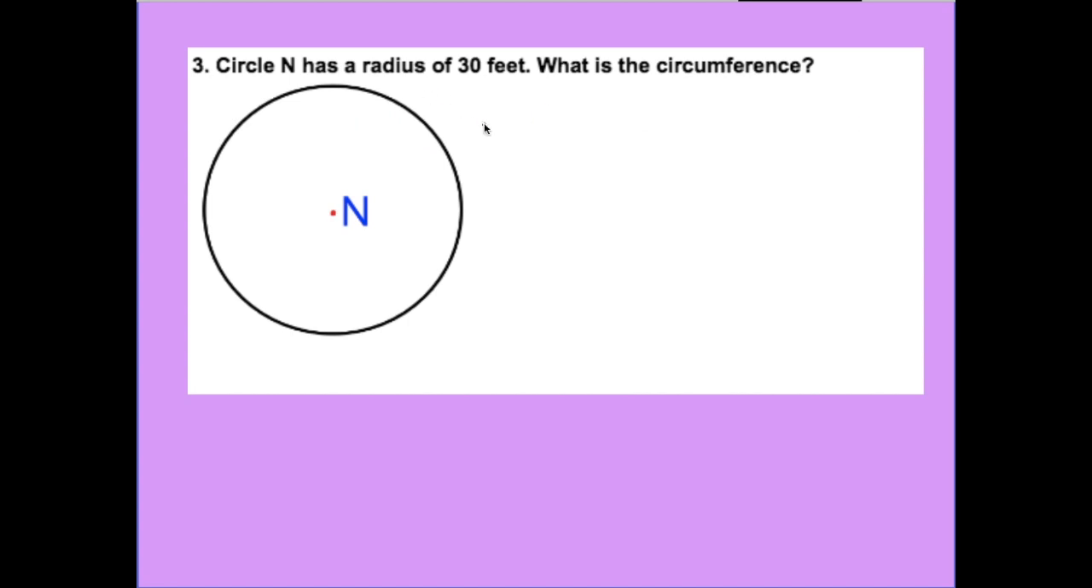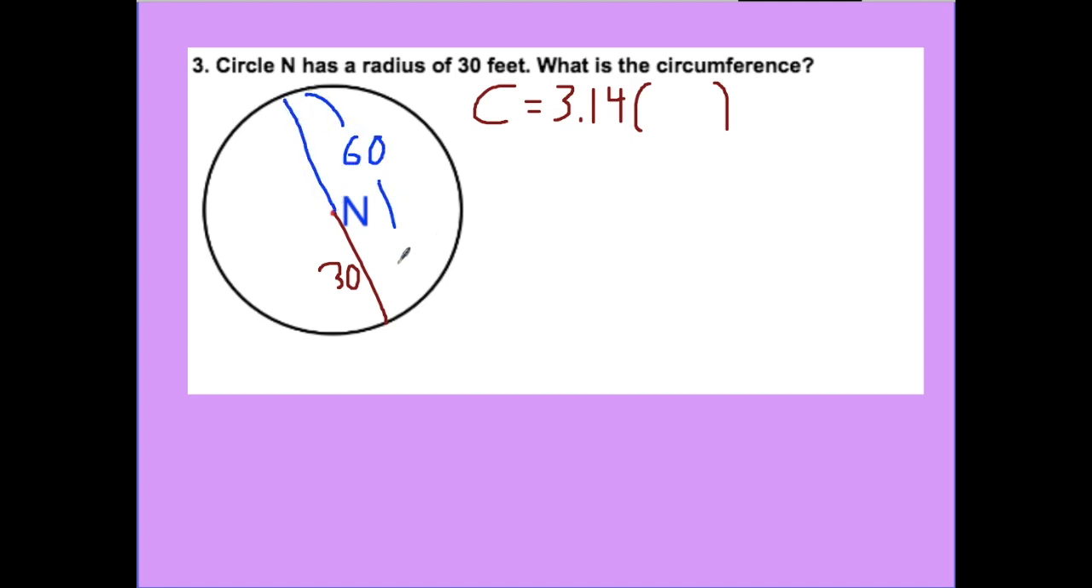Circle N has a radius of 30 feet. What is the circumference? So we know circumference is pi times diameter. We're going to use 3.14 for pi, right? And times the diameter, well, we know that the radius is 30. So if I did diameter, that would go double, right? It'd go all the way through. So that would be 60 for the diameter. All right, so let's do the 60 here. Use the drawings here too to help you. So this is showing your work.